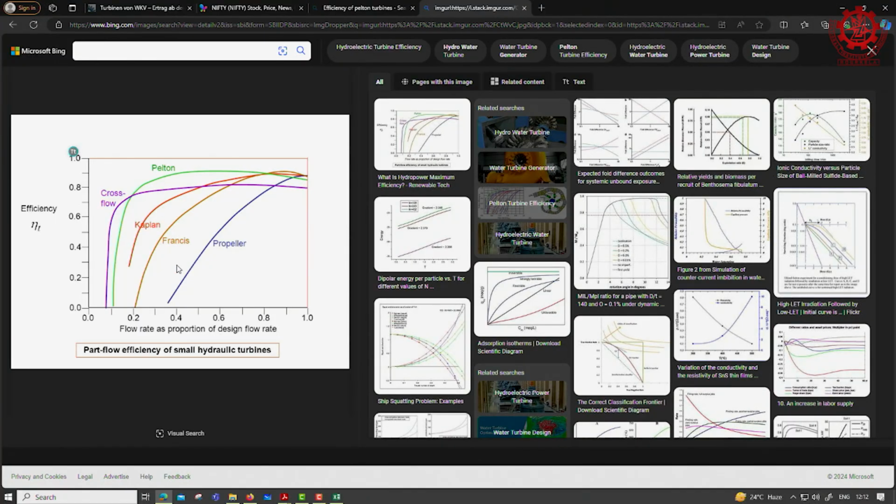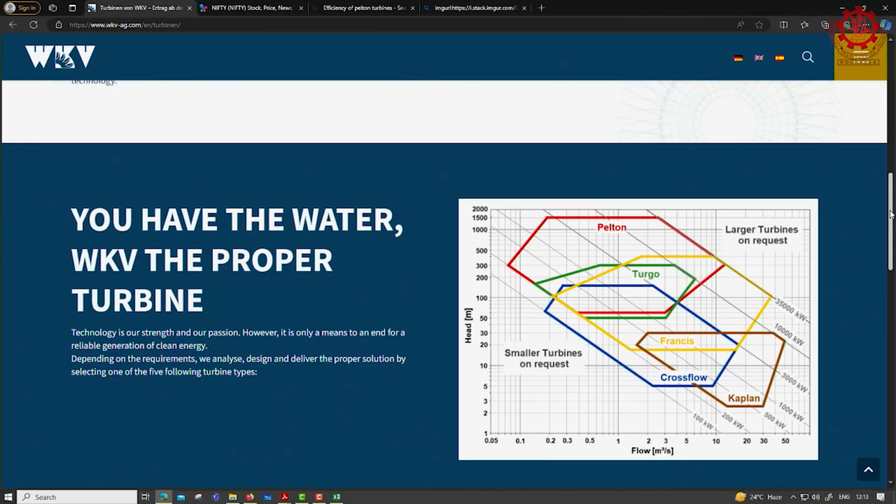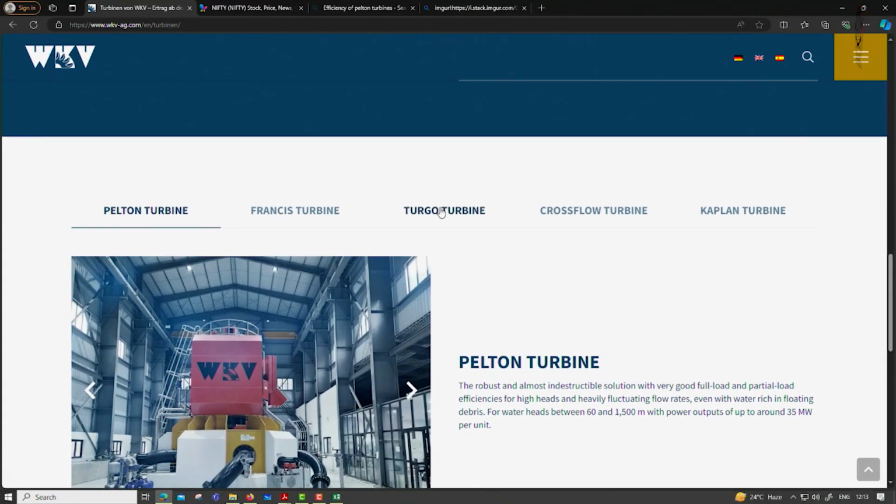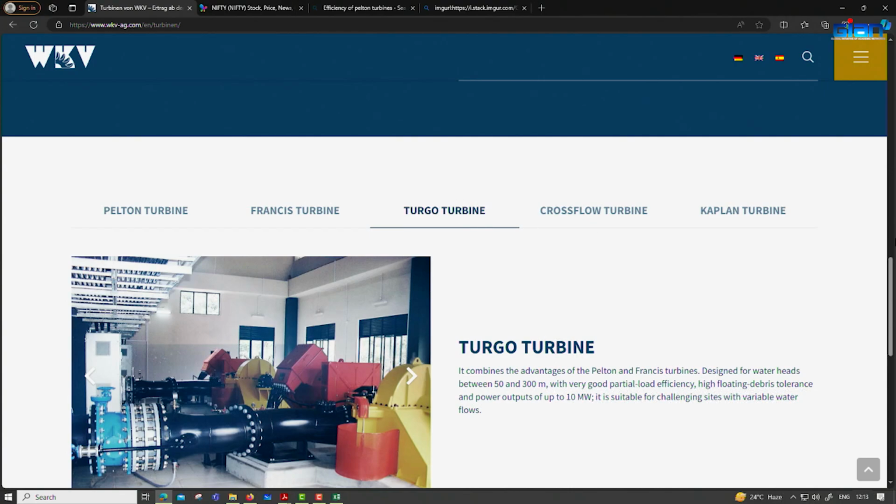The Turgo turbine is not here, right, but if you are interested, you can look for a chart having Turgo as well. There are plenty of these charts available here as well as with the manufacturers. Here you can see, let us see what this manufacturer says, Turgo turbines.